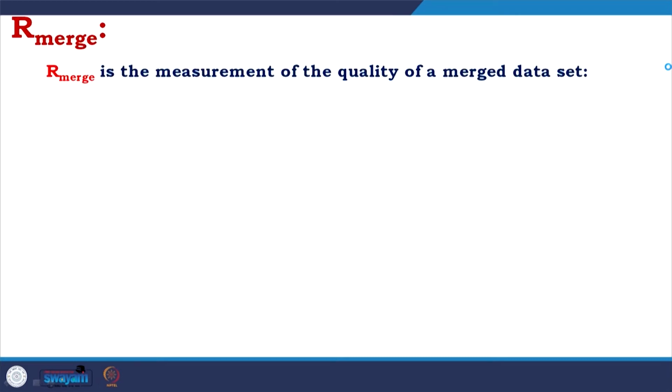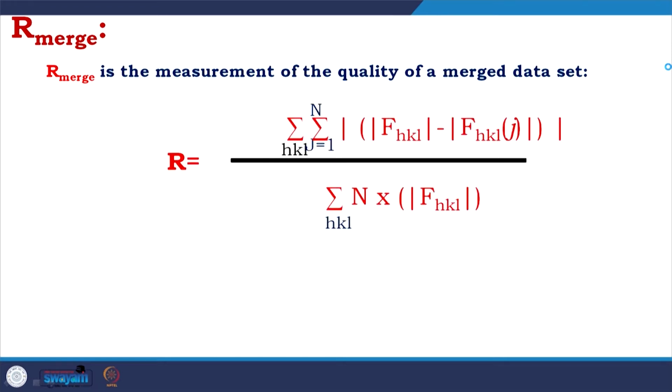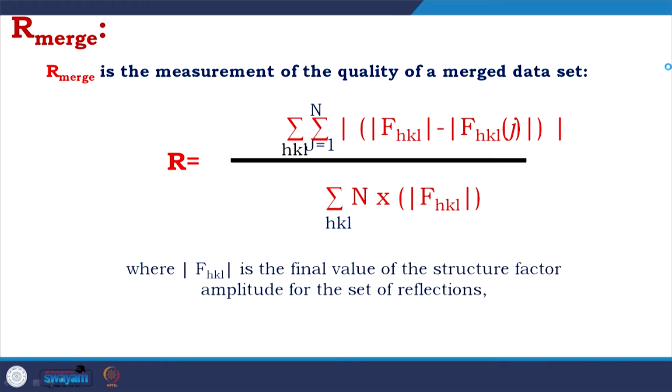Then we have R merge. R merge is the measurement of the quality of a merged data set. Again here the sum runs 1 to n because of different data, but other than that it is the same. Absolute F H is the final value of the structure factor amplitude for the set of reflections. N is the total number of data sets. As we talked about, different data sets are merging here.